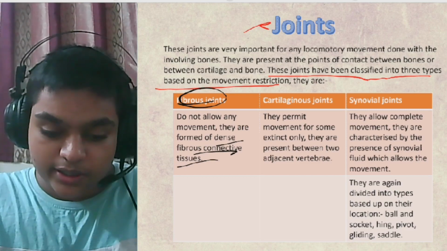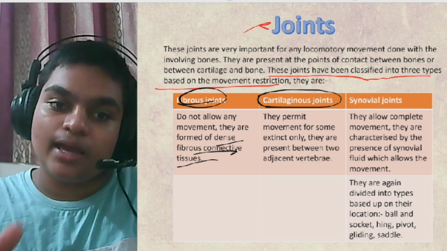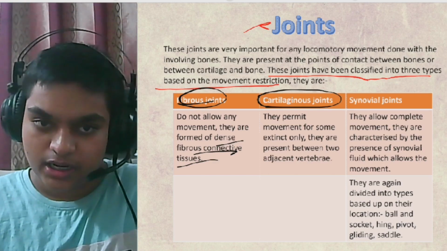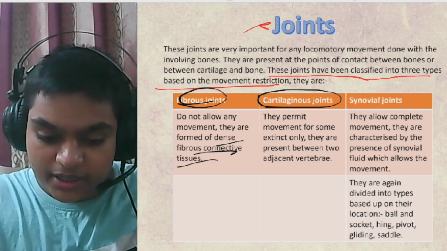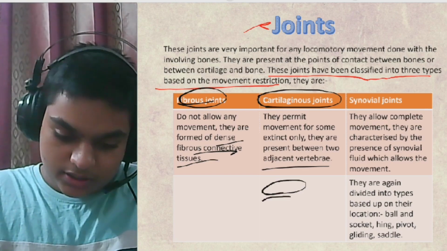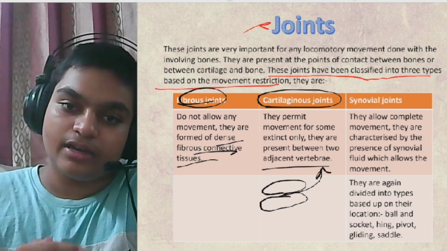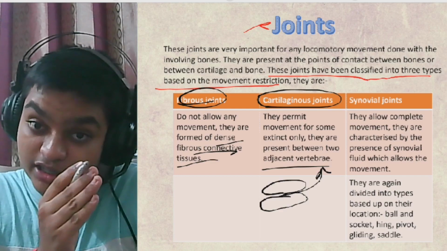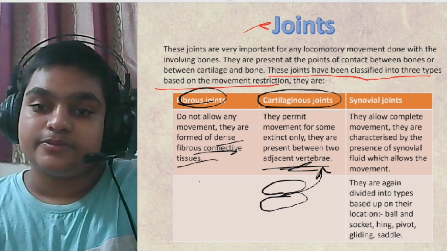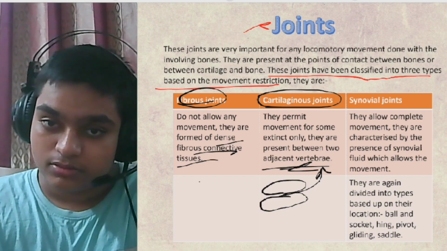Let's move on to the second one. Cartilaginous joints are made up of cartilages, as you can see here, and they permit a little movement, like bending. Your vertebral column is made up of this, two adjacent vertebrae. This is one vertebra, this is the other vertebra. Here we have the presence of cartilaginous joints. So they restrict only a little movement. Fibrous joints restrict complete movement, but these cartilaginous joints allow a little movement. So that is why we are able to bend.